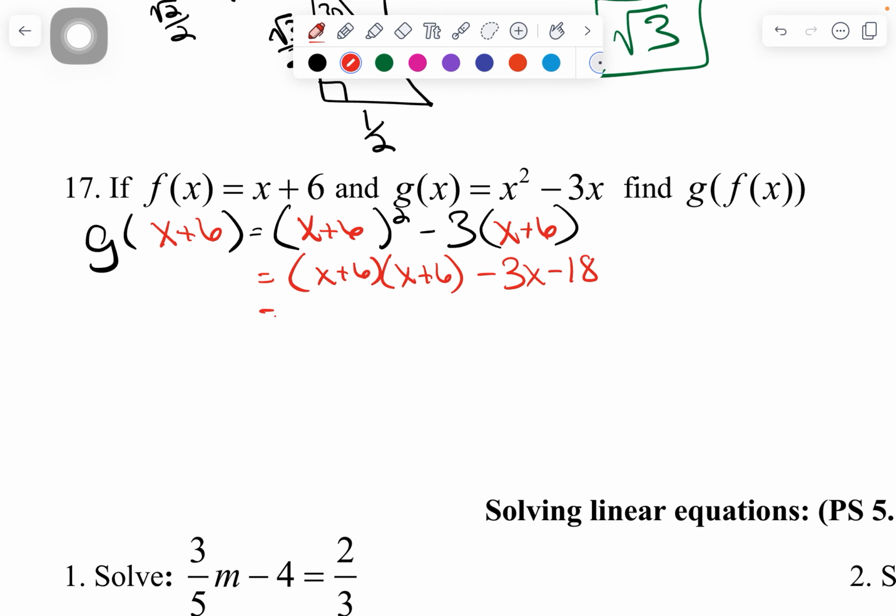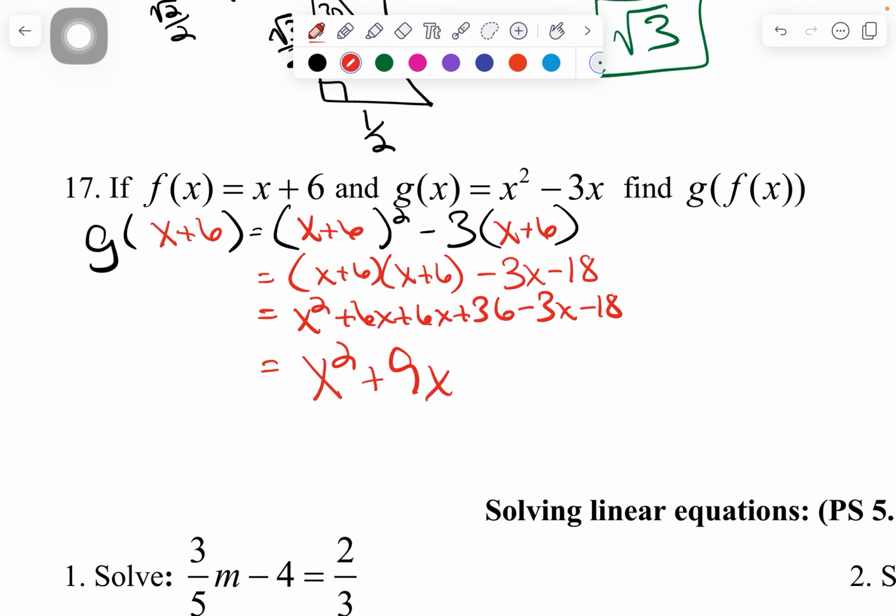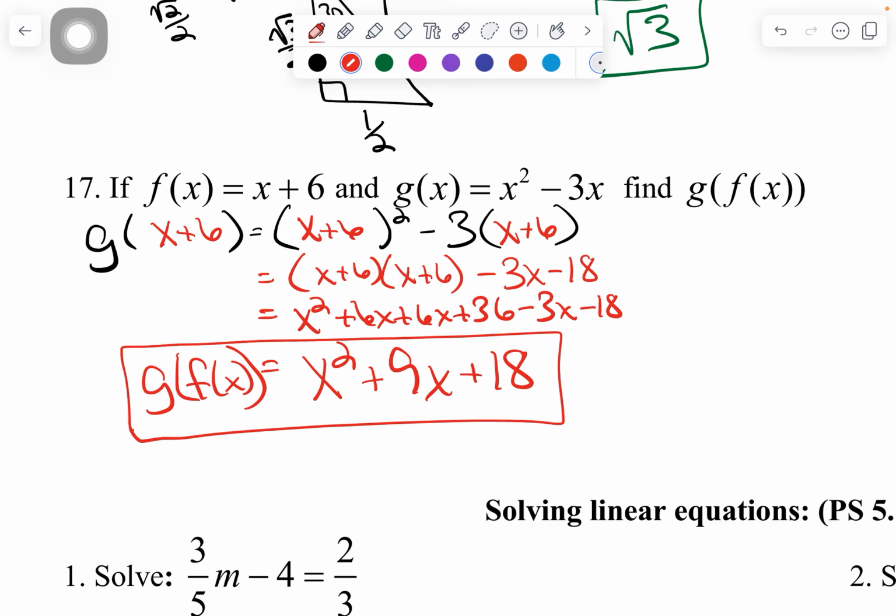So x squared plus 6x plus 6x plus 36 minus 3x minus 18. Making those threes has not gotten easier. So let's see, x squared, 6x and 6x is 12x. 12x minus 3x would be positive 9x. And 36 minus 18 is positive 18. So g of f of x is equal to x squared plus 9x plus 18.